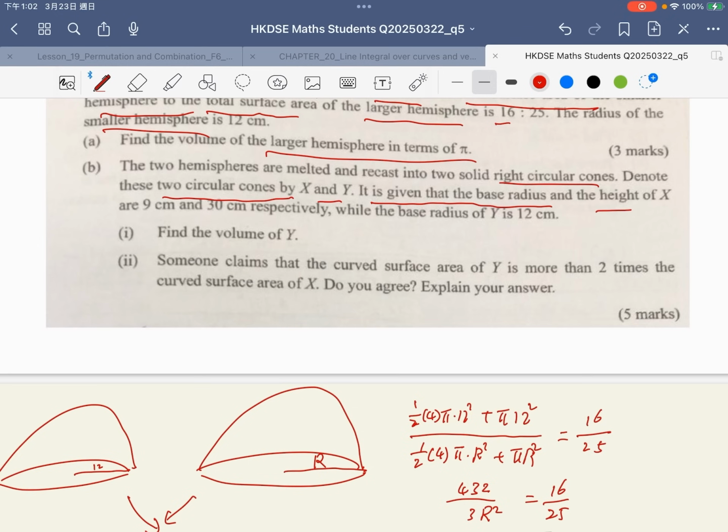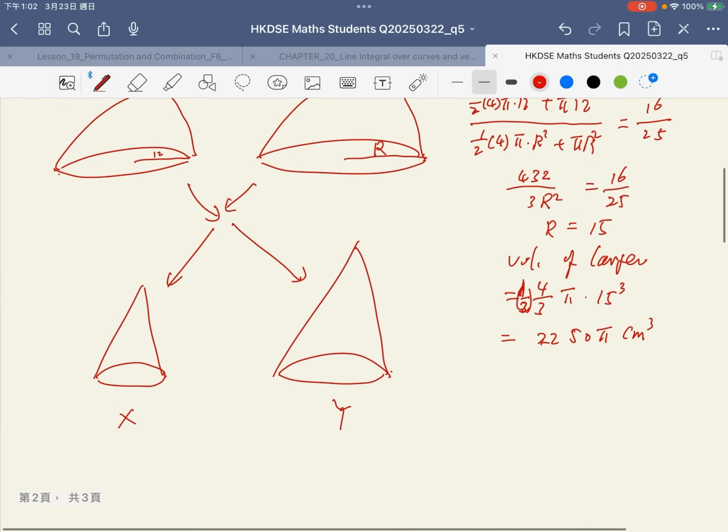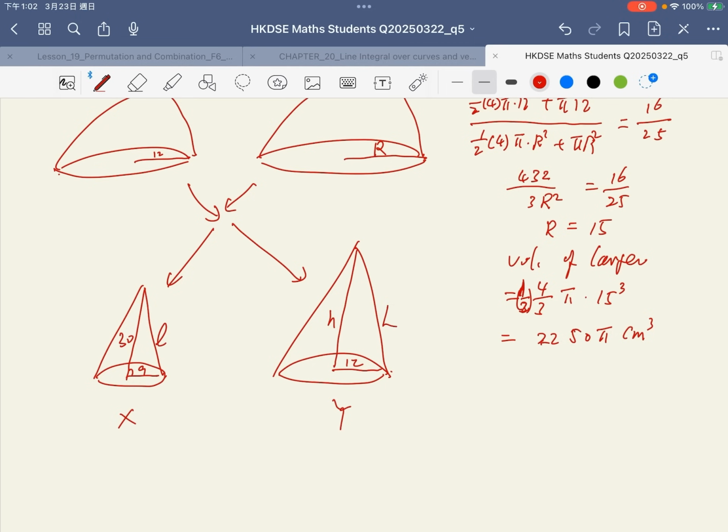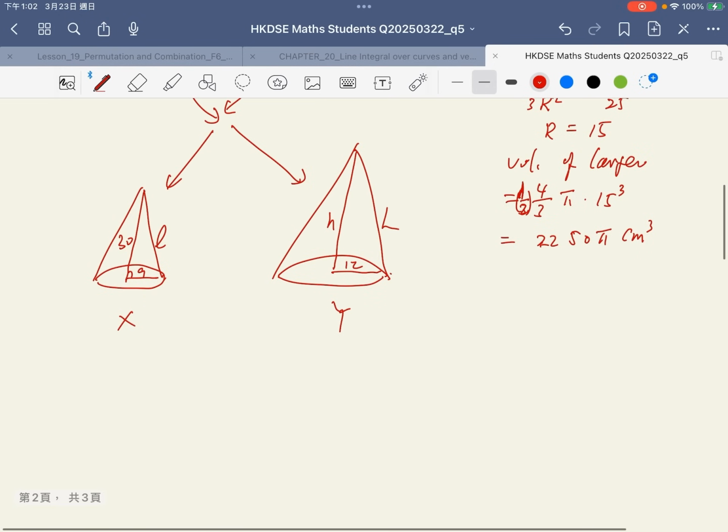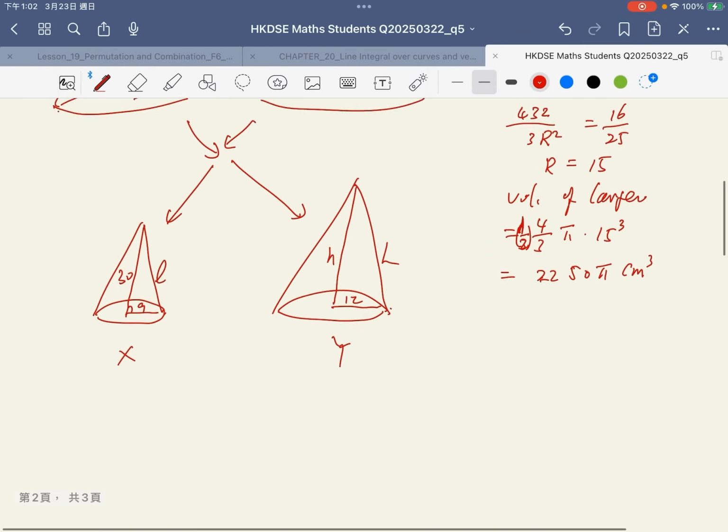It is given that the base radius and the height of x are 9 and 30, while the base radius of y is 12. This is 12. This line, the height, is 30. And I also let the height of this one be h, and the slant side is this big capital L. Okay, then the volume of y.